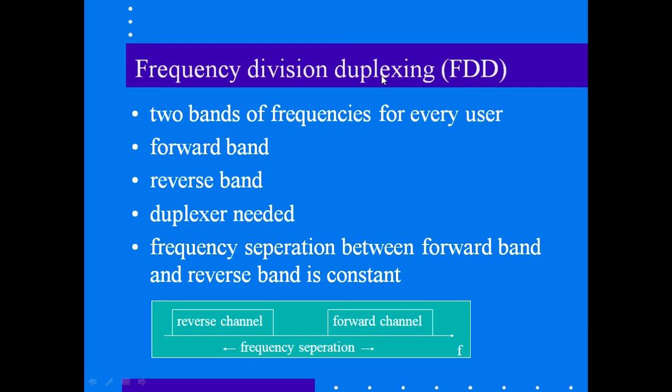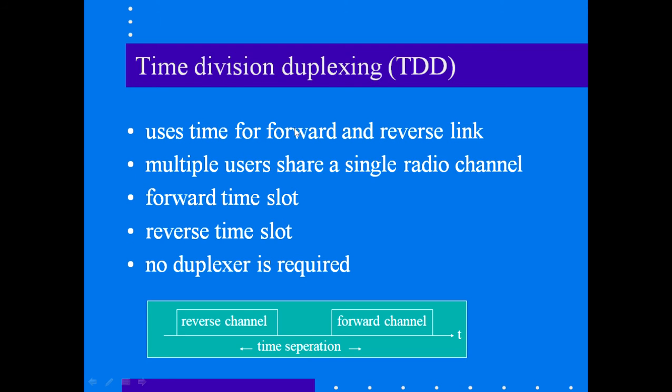So what is the meaning of frequency division duplexing? Frequency division duplexing needs two different frequency bands for each and every user, for its forward and reverse channel. Since it uses two different frequency channels, the duplexer is needed. The frequency separation between the forward and reverse band is always constant. This is the FDD. Whereas in TDD, time division duplexing, it uses time for the forward and reverse link, whereas in FDD we use frequency for the forward and reverse.